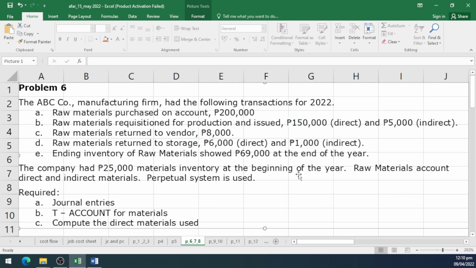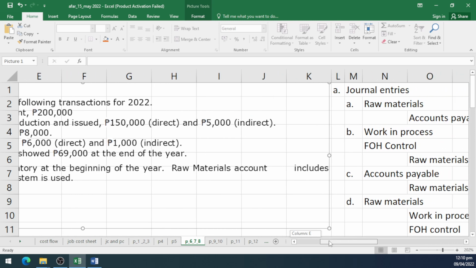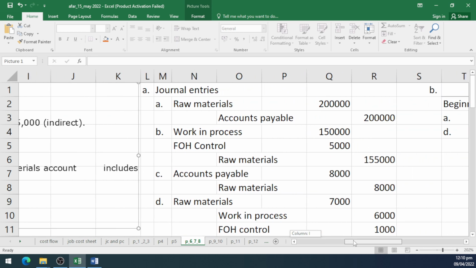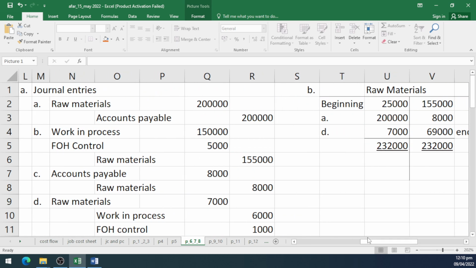ABC Company Manufacturing Firm had the following transactions for 2022. And the requirements are the following: journal entries, and then T account for materials, and then the computation of the direct materials used. The entries are, ito po ang mga entries. Hindi naman mahirap ito klase actually. Madali lang naman. Fundamental ng cost accounting ito eh.